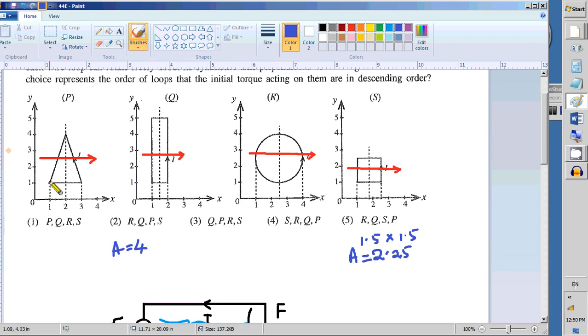Here then there are two triangles. Let's find out the area of one triangle. So this side is 1, the height is 1 to 4, that means 3. Then 3 times 1. We don't have to multiply it by half because there are 2. Then 3 times 1, total area is 3. So here the radius is 1.5.